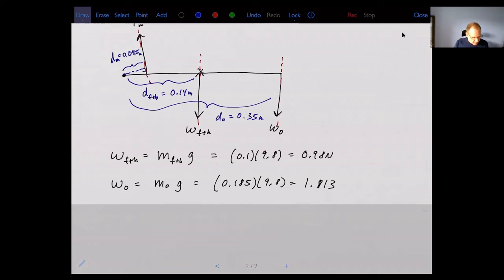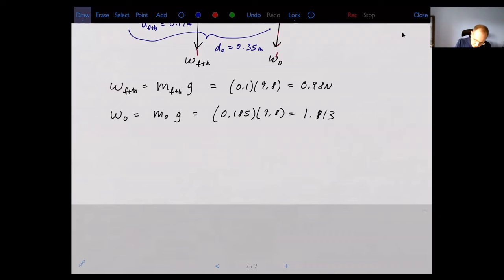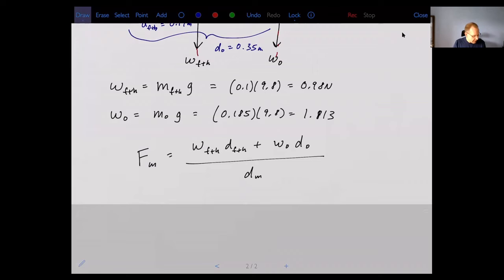Okay, so using all this information, now we can calculate the biceps force by using the fact that the sum of the torques about the elbow joint has to equal 0. So you're just going to use the same equation as before. Remember, we derived this. The muscle force, biceps force, should be the weight of the forearm and hand times the moment arm of the forearm and hand plus the weight of the object times the moment arm of the object, all divided by the moment arm of the muscle. So using all the information, you want to calculate that muscle force, the biceps force.